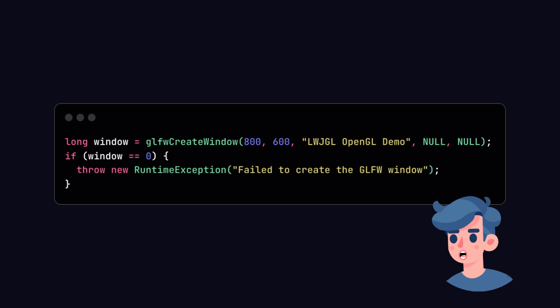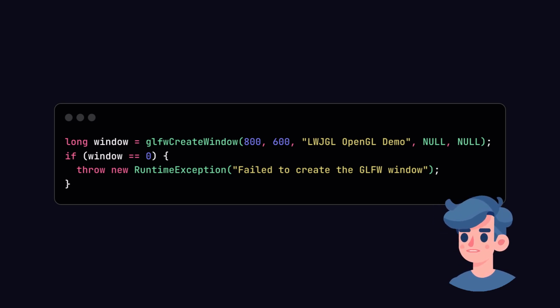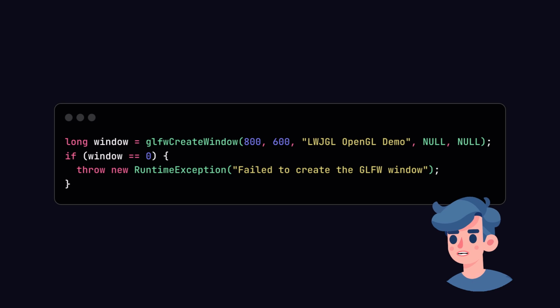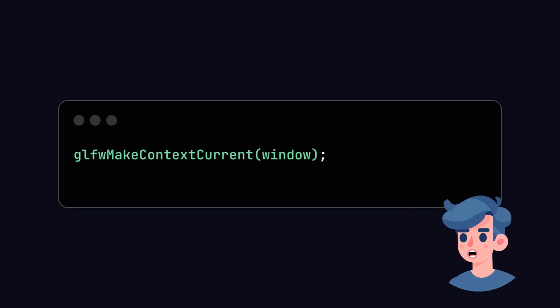Next, let's create a window. We will set the window size to 800 by 600 and give it a title. This is done using the following method. After creating the window, we need to make the context current by using the following line of code. This ensures that our rendering will be directed to the newly created window.